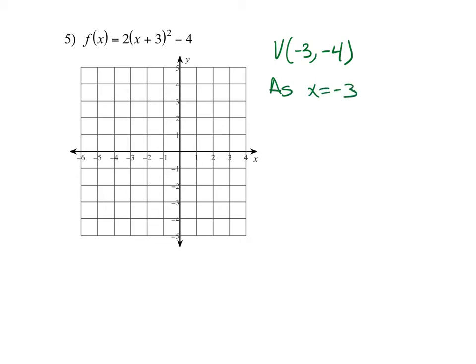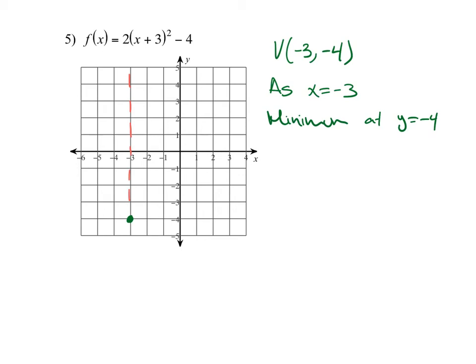By looking at the equation, because this value is positive, I know that it's going to have a minimum at y equals negative 4. We're going to see once we trace the graph. So negative 3, negative 4 is this point right here. My axis of symmetry is this one.